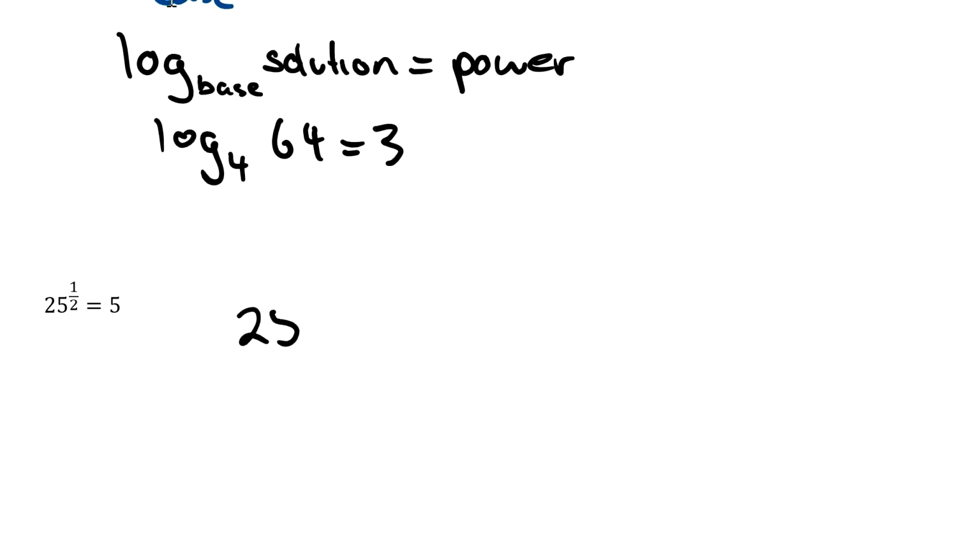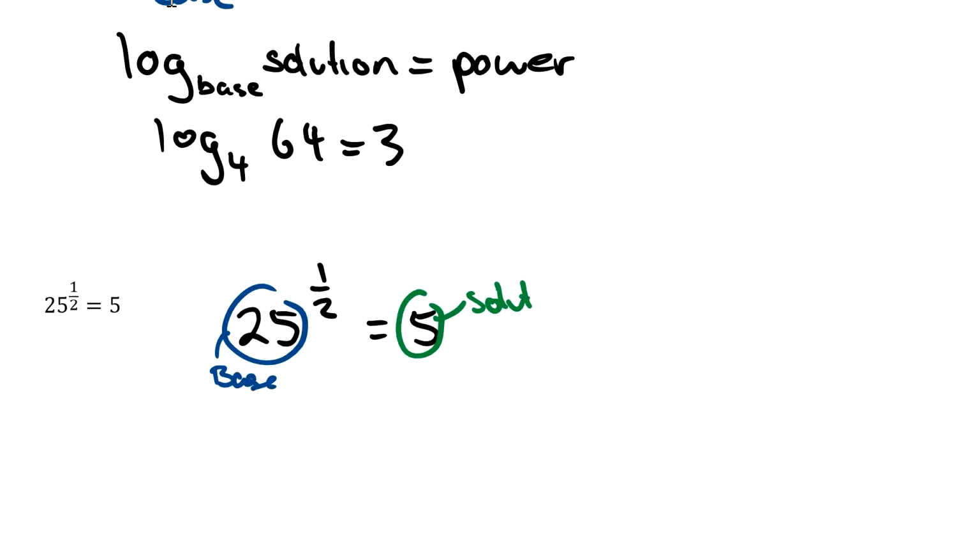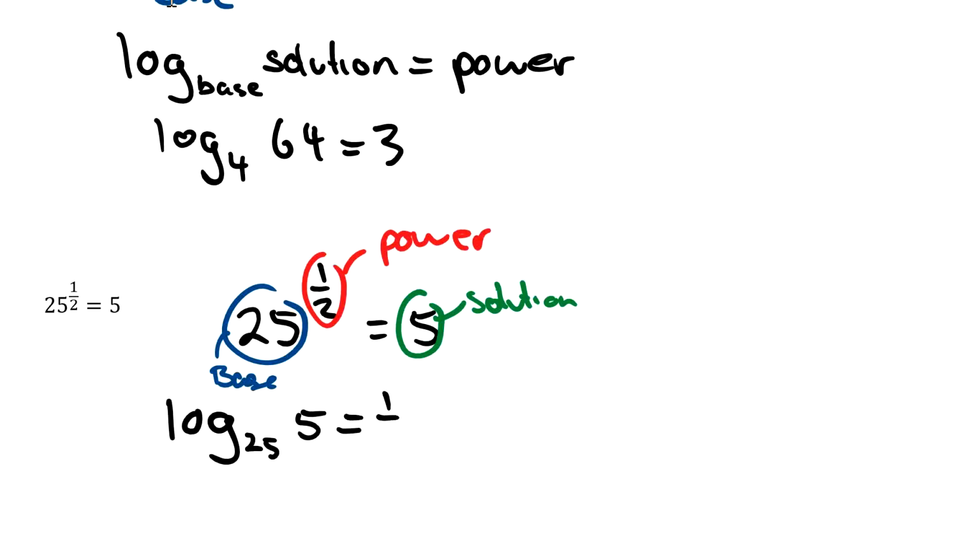So the same thing down here. We have 25 to the power of a half equals 5. Base, solution, power. So at the top of your screen, you can still see log base solution. So log base 25 of 5 equals a half.